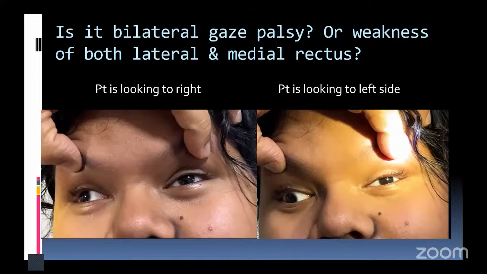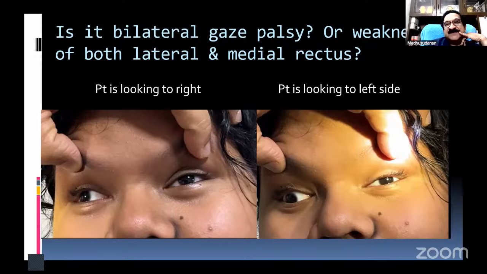Cold caloric? Cold caloric again you cannot differentiate, because they also connect to the abducent nucleus. The same pathway is taken for the vestibulo-ocular reflex, the cold caloric test. The one thing you usually do at the bedside, what do you do? Suppose somebody has a gaze palsy, say lateral gaze palsy, how do you differentiate it from lateral and medial rectus palsy? What do you do at the bedside?